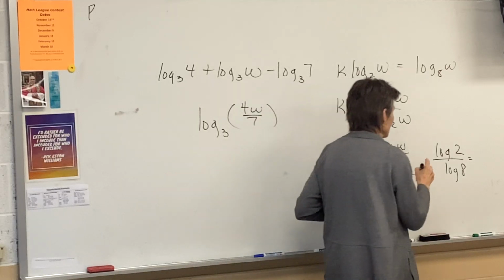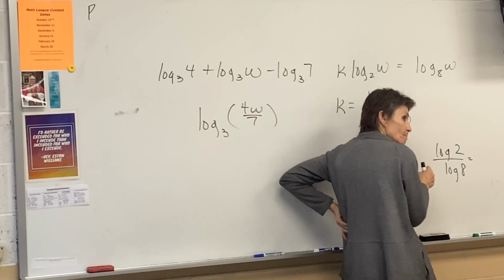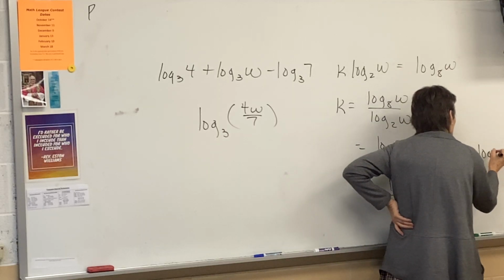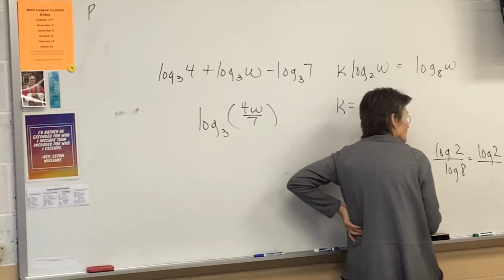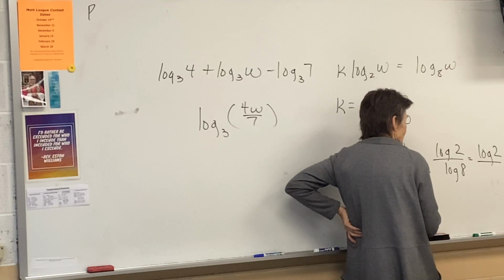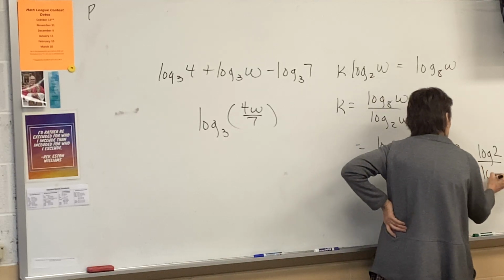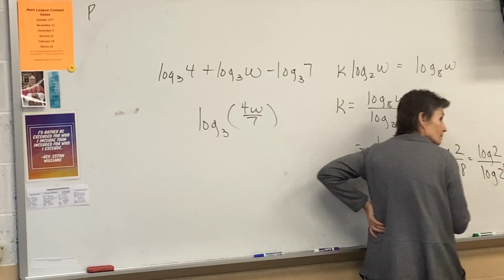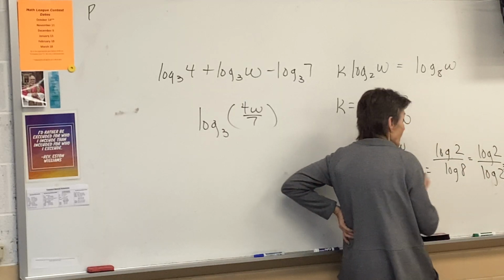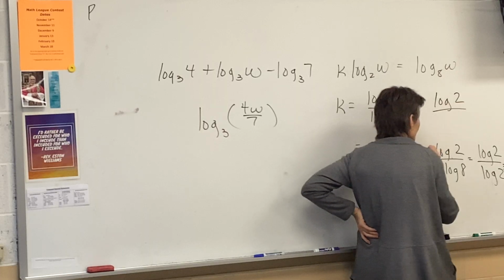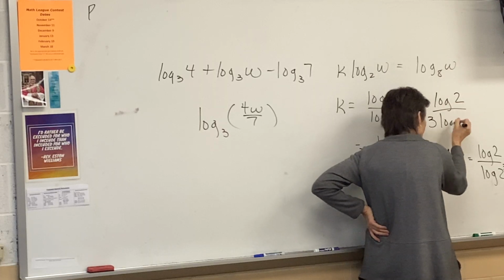Okay, let's talk about this one, because I think you can simplify that. You can? I think so. Because what do I know about 8? Well, it's divisible by 2. Well, not only that, it's 2 cubed. So this is the log of 2 cubed. And then that 3 can come out in front. So now I have log 2 over 3 log 2.